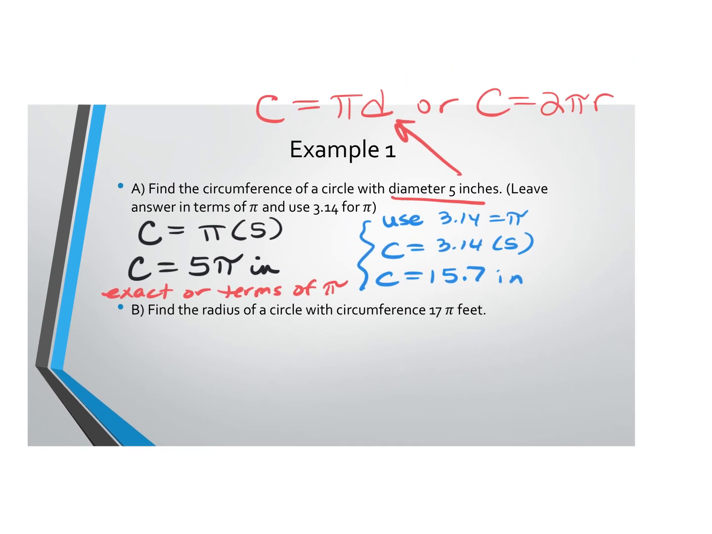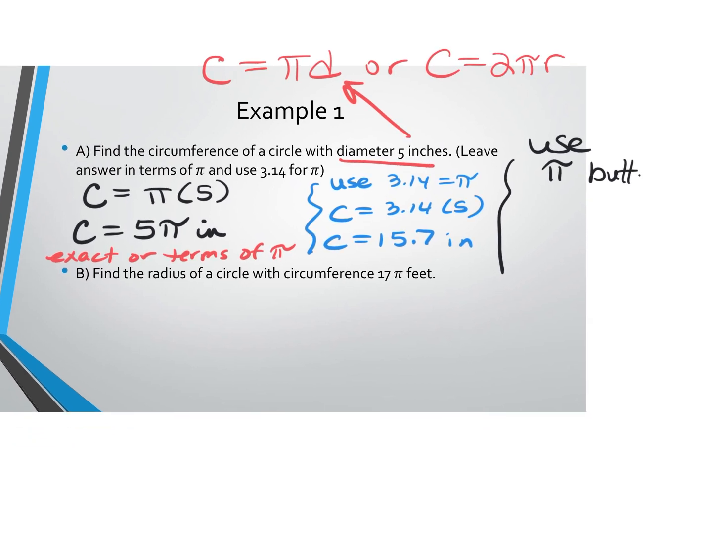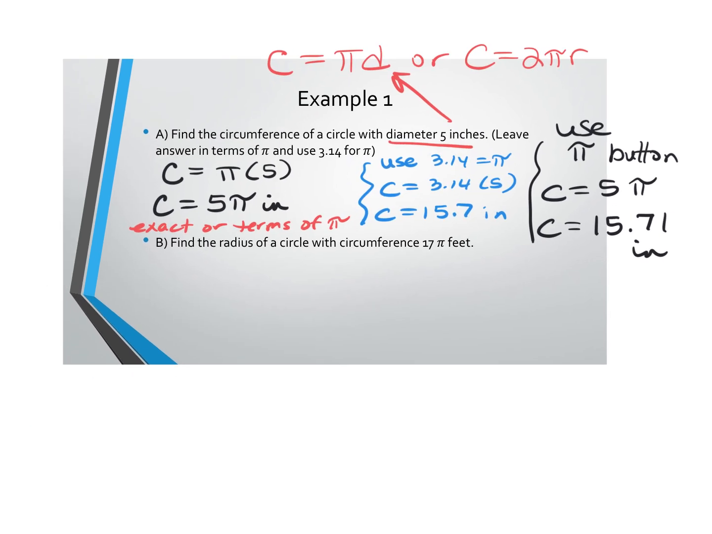Now what you'll be doing in the homework, if it doesn't say exact, you're going to use the pi button. And we're going to round to the hundredths place. So we're going to do 5, and then we'll hit the pi button. Once we do that, you're going to get 15.707. So rounded to the hundredths place, 15.71 inches. Notice how close we got just using an approximation for pi.